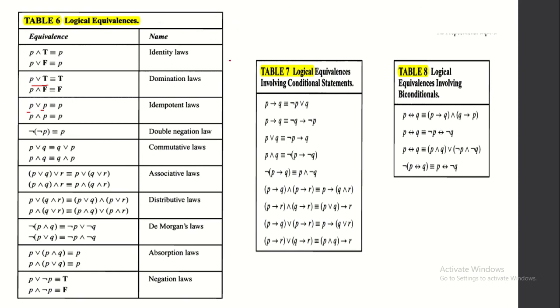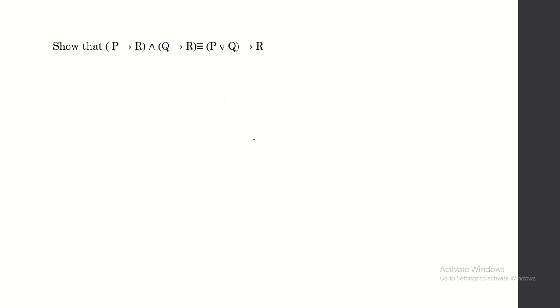If we solve it by using laws, then we will use these laws, right? So let's solve one. This is P implies R, and Q implies R, equivalent to P or Q implies R, right? We need to solve it. So we can start from either side.